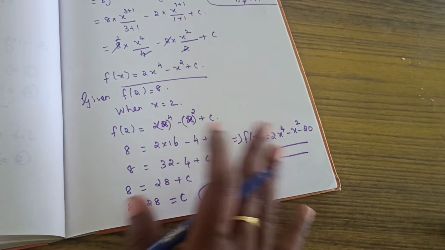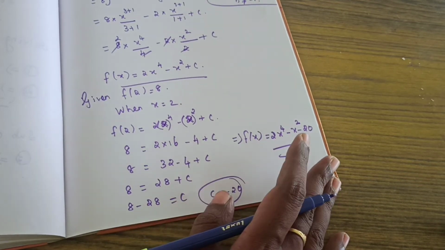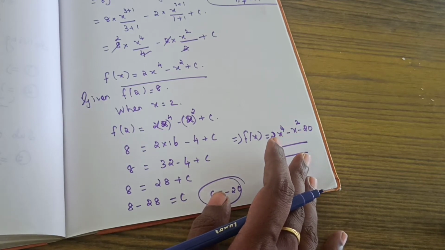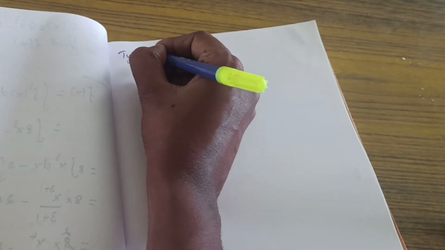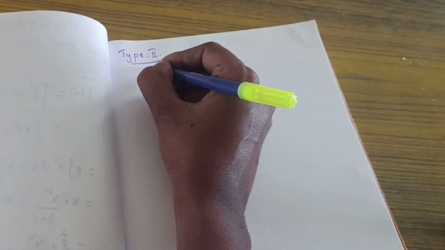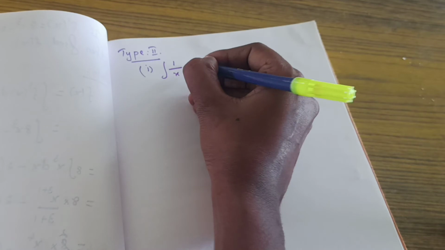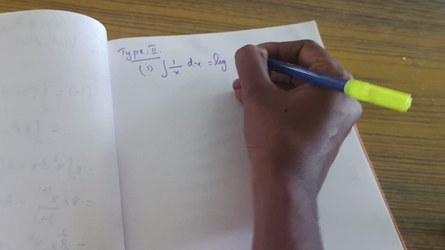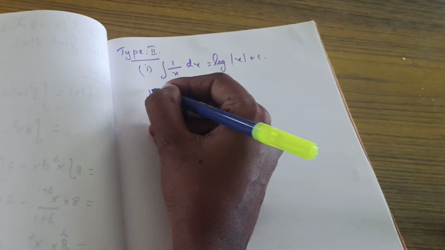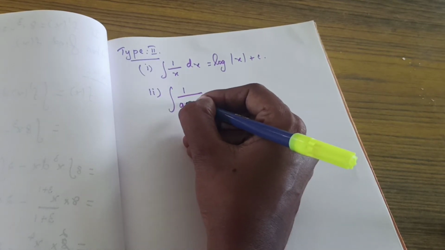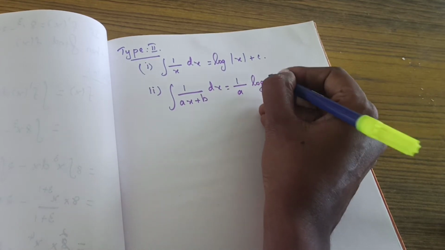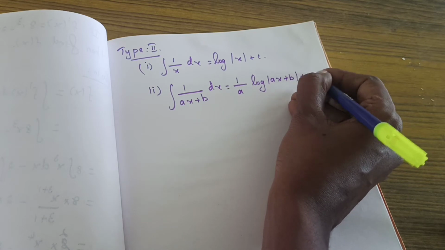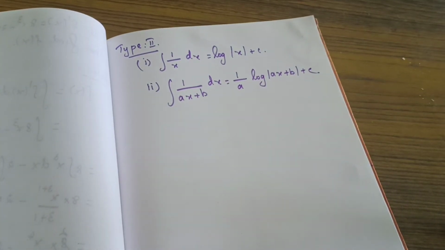Okay, so now it's the end of our first section. First section over. Type 1 over. Exercise 2.1 completed. Let's move to the next type, that is type number 2. First in type number 2 we are going to learn two formulas. First formula: integral of 1 by x dx is equal to log of modulus of x plus c. The second formula: integral of 1 by (ax plus b) dx is equal to 1 by a log of modulus of ax plus b plus c. These are the two formulas we are going to use in the next section.